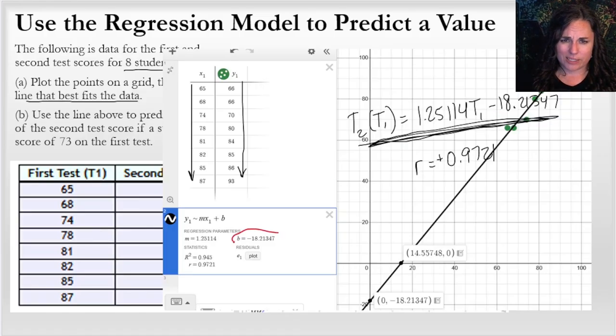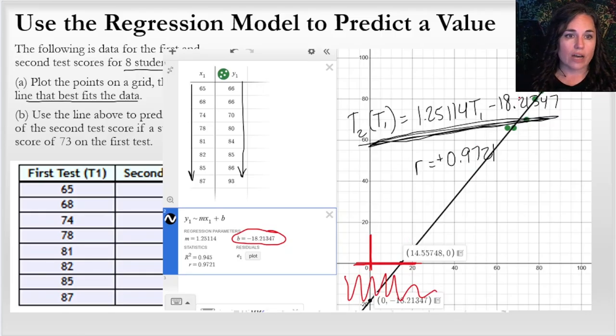The intercept value really doesn't have any meaning. Negative 18 point something. It's saying that if you have an initial test score of 0, your second test score is going to be negative 18.2, which makes no sense. This is outside the realistic bounds, right? The lowest test score you can have is 0 for the initial and 0 for the other one, right? You can't have anything in this region be within a practical domain or a practical range.